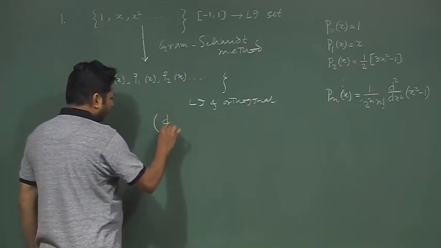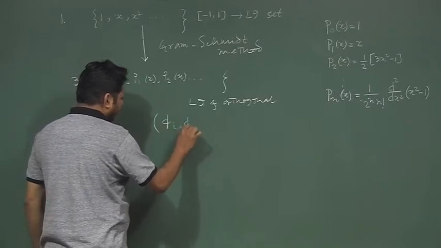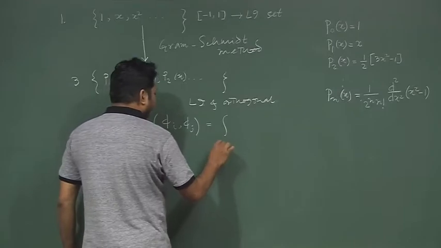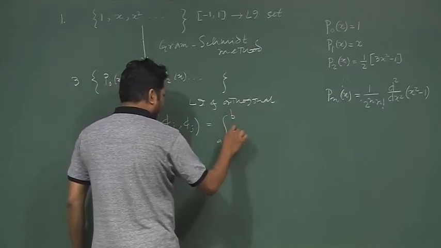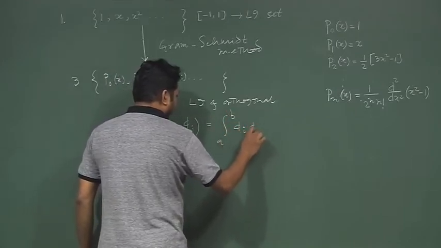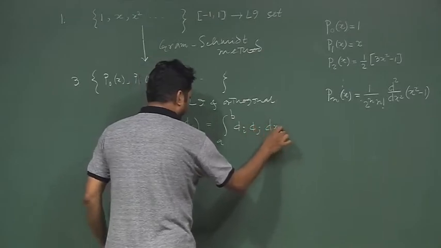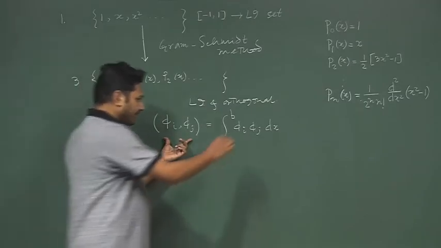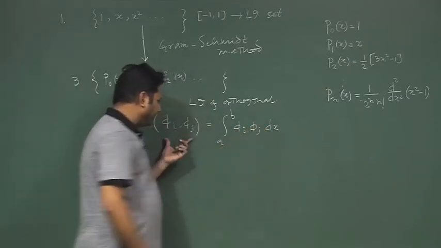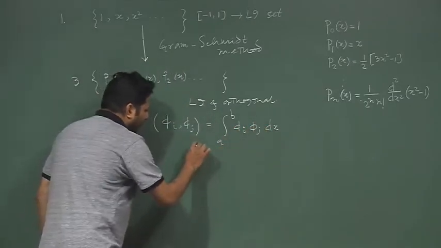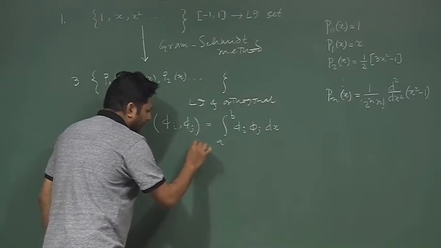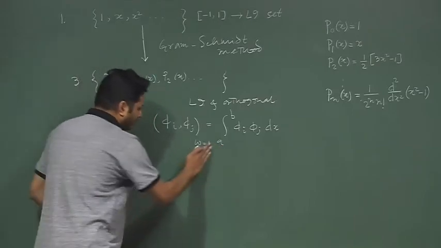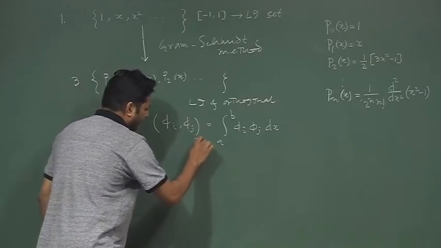But please remember that when we use the Gram-Schmidt orthonormalization method, we put our inner product formalism as the inner product of phi i and phi j equal to the integration over some limit, say a to b, of phi i phi j dx. If you remember another thing, this definition we put by making the weight function, if I say w is my weight function, equal to 1.